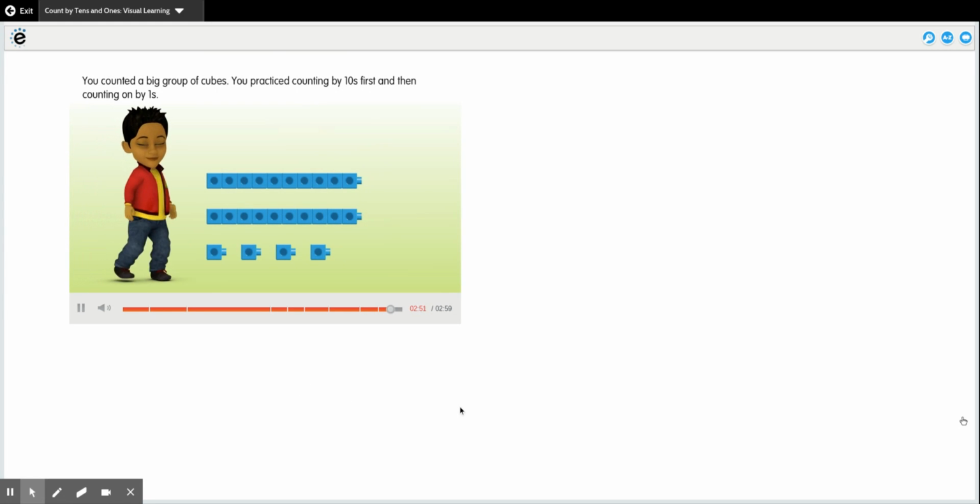You counted a big group of cubes. You practiced counting by tens first and then counting on by ones. So great job, boys and girls, for following along with me. As you can see, if we have a big group of objects all over the place, it's very, very hard to count them. However, if we sort them and organize them into groups of 10, it is so much easier and faster to count them. Please check into the next video for today's assignment.